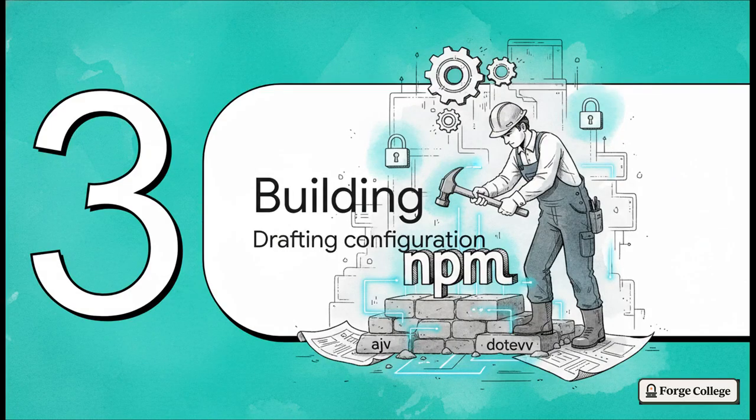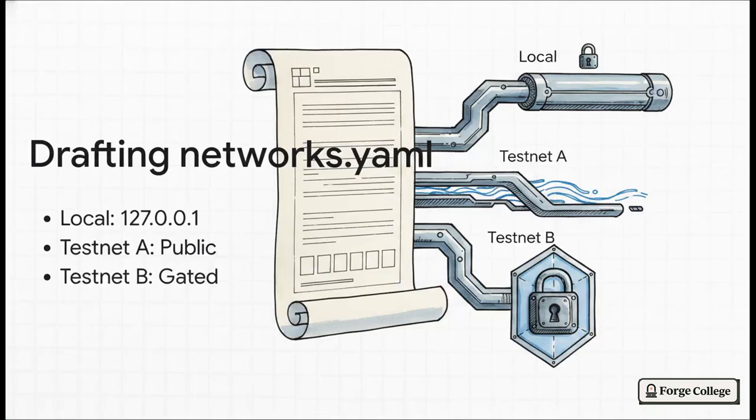All right, Section 3, building the template, drafting configuration. It is time to put on our hard hats. We start by initializing our workspace, installing AJV for JSON validation, and grabbing dotenv for local variables. Next, we draft our networks.yaml file.